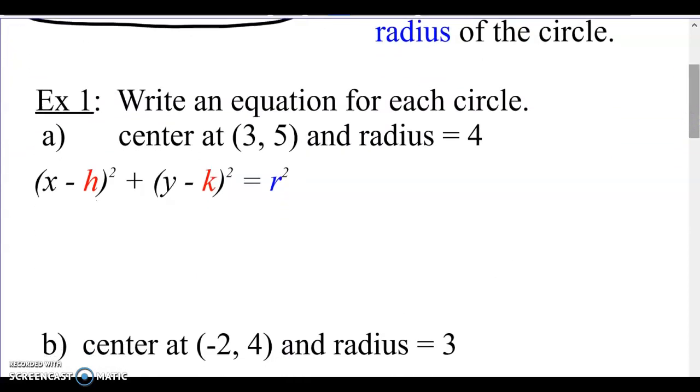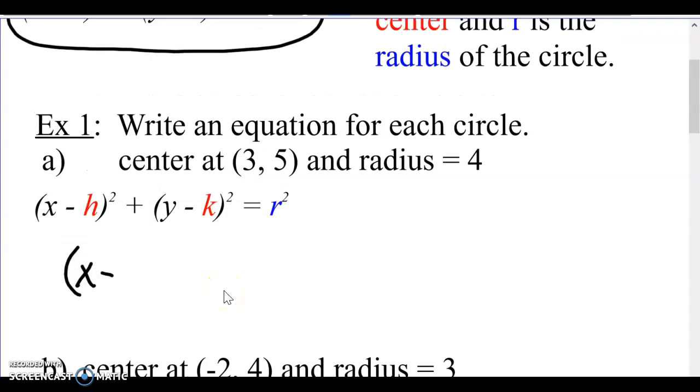So on the first example here, I know the center is at 3, 5. So I'm just filling in here. So X minus is part of the formula. And then the H is the X value of the center. So in this one, we have a 3 there. So it's going to be X minus 3. And then don't forget the little square. On the homework, it's going to be multiple choice. So you just got to pick which one matches there. And then Y minus. And then 5 is the Y value of my center. So I just put a 5 in there.